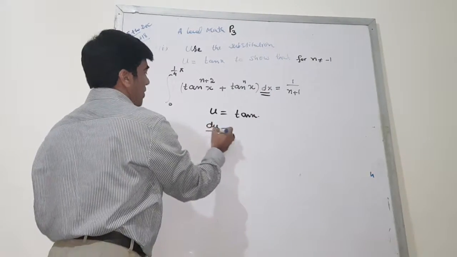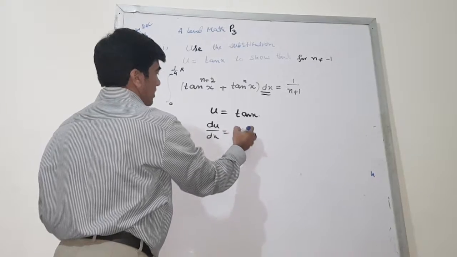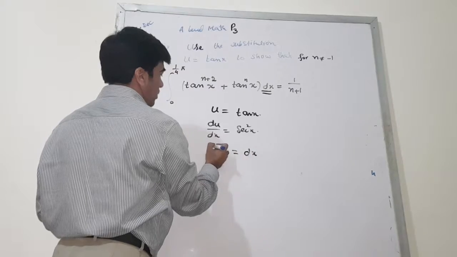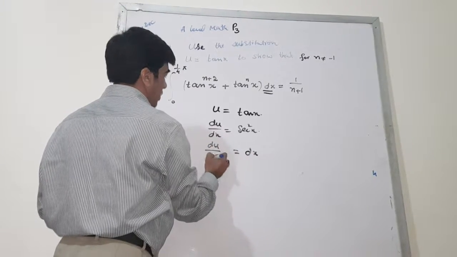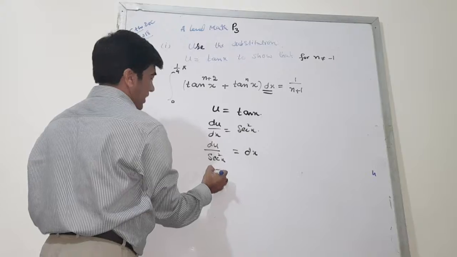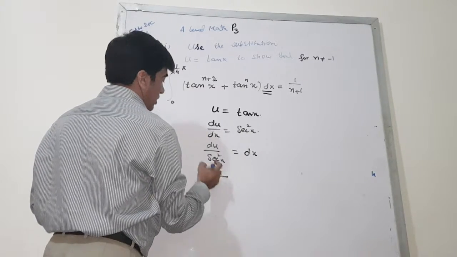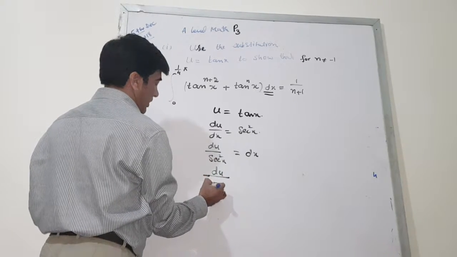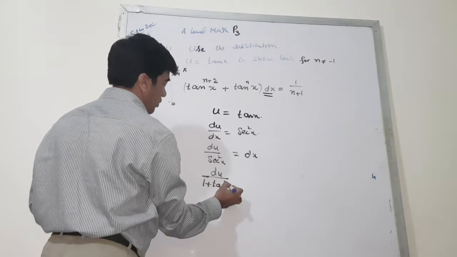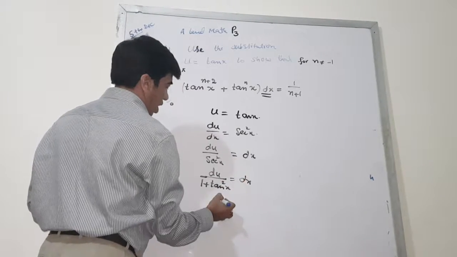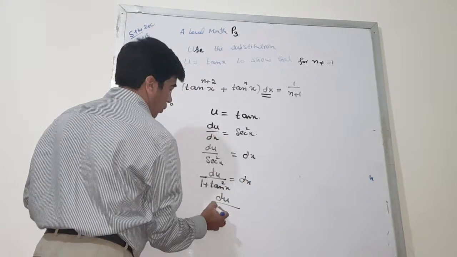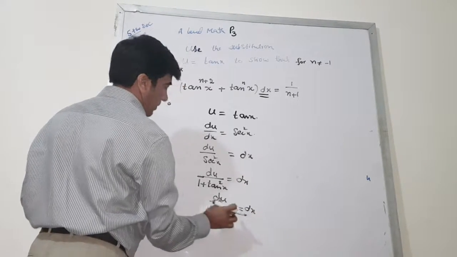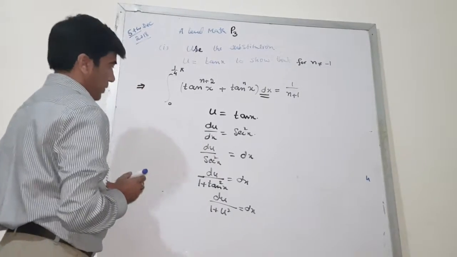So du by dx is equal to secant square x. Then dx is equal to du over secant square x. The trigonometric identity tells you secant square x is equal to 1 plus tan square x, and now 1 plus u square, so dx could be replaced by du over 1 plus u square.